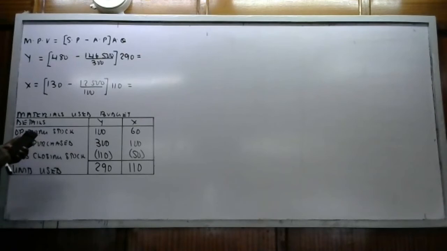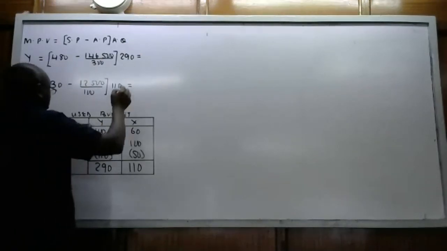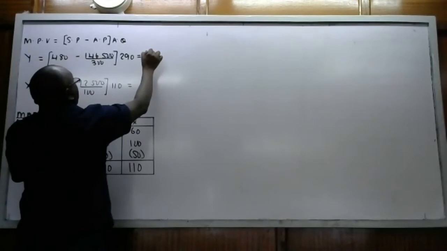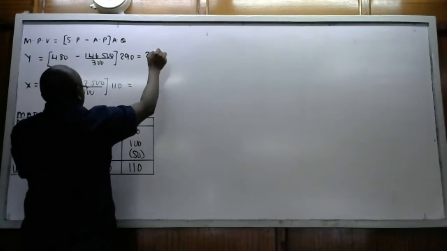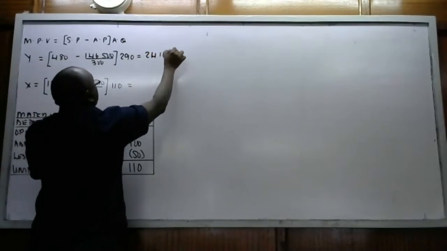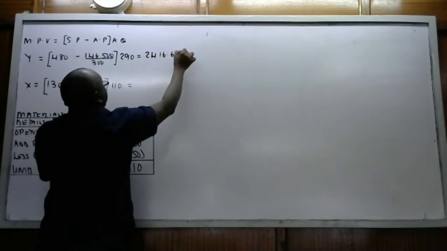Your will is 146,500 divided by 300, which is 483. So 480 minus the answer, times 290, is 2,416.67, and this is adverse.